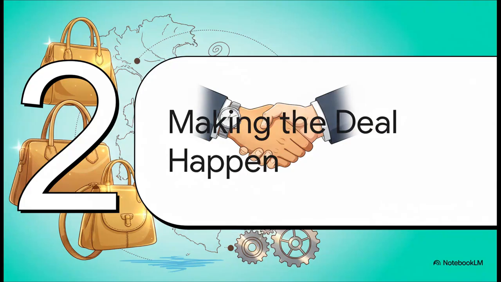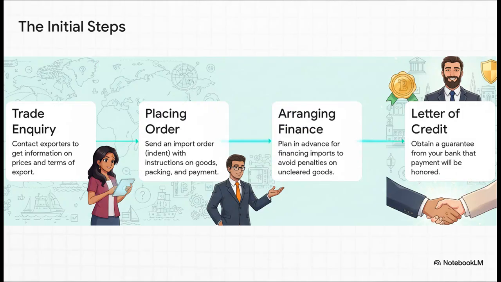Okay, you've got your shiny new IEC in hand. You are officially ready to do business. Now the fun part starts: finding that perfect Italian supplier and striking a deal for those leather bags. Out of all these steps, there's one that's super important, especially when you're building trust with someone halfway across the world. And that's the letter of credit. It's basically a document from your bank that tells the supplier in Italy, hey, don't worry, ship the goods, we guarantee you're going to get paid. It takes all the risk away for them and gives them the confidence to get started.